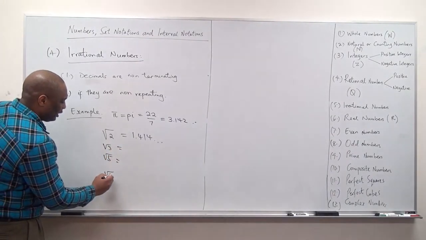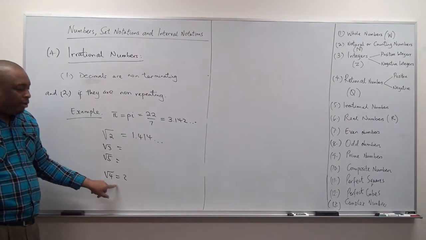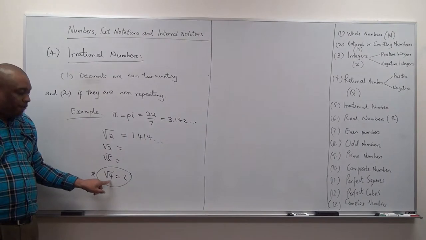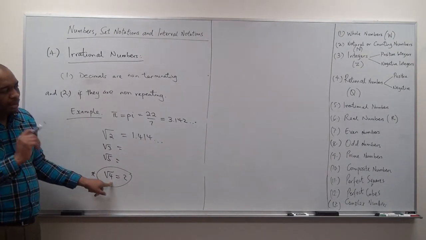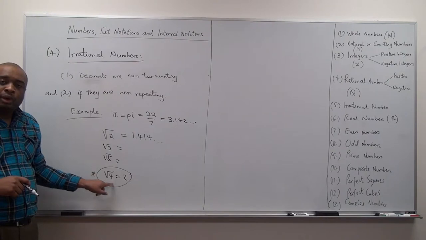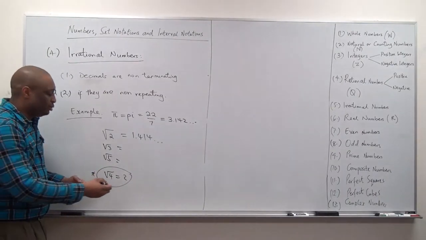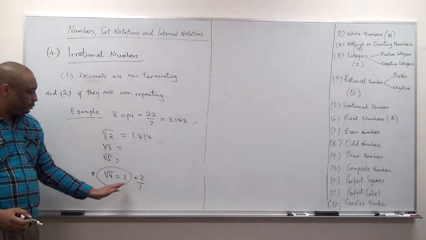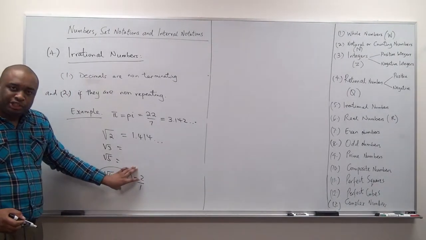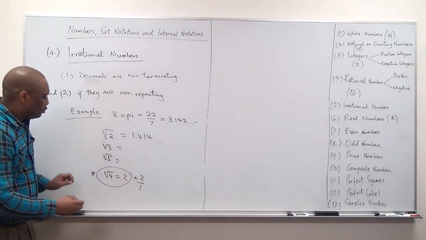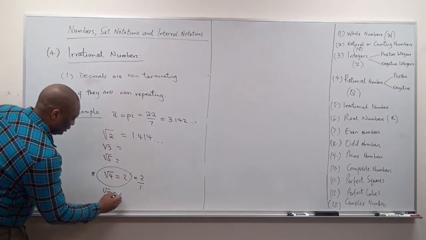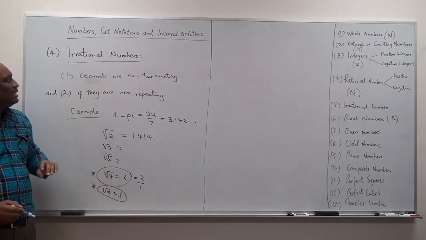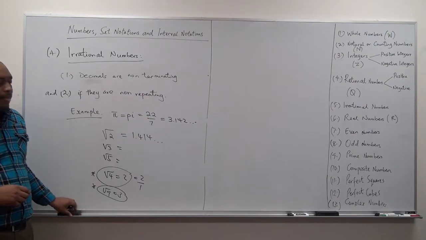Now, the square root of 4 will give you 2. The square root of 4 is not an irrational number. 4 is a perfect square, and we will talk about perfect squares. So, the square root of 4 gives you 2, and 2 means 2 over 1. 2 is to 1. It's still 2. This is a rational number, not an irrational number. The square root of 9 gives you 3. This is a rational number. So that is the way we know irrational numbers.